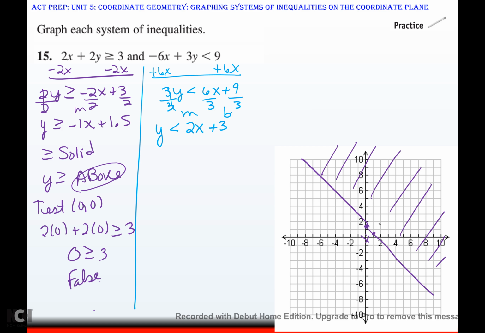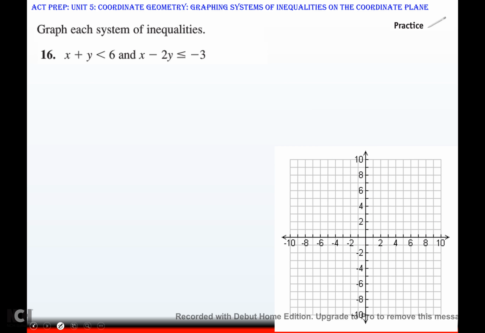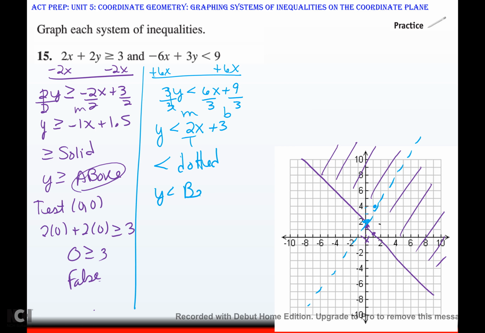There's M, there's B, so I'm starting to look on the 3rd floor. No Brad, so monkey says up 2, right 1. No bar means I'm connecting dotted. And pointing at y means I'm going to shade below, but I should test 0, 0. Negative 6 times 0 plus 3 times 0 is less than 9. 0 is not less than 9, so that's false. So wherever 0, 0 is, I shouldn't shade. Oh my goodness, 0 is less than 9. Wow, true. So wherever 0, 0 is, I should shade, which is below.